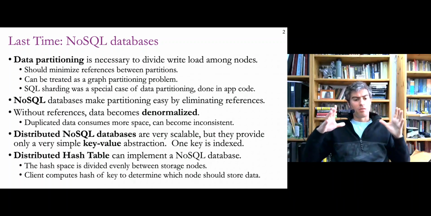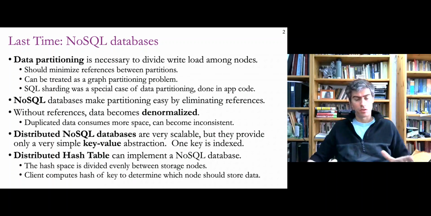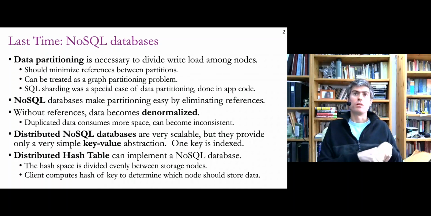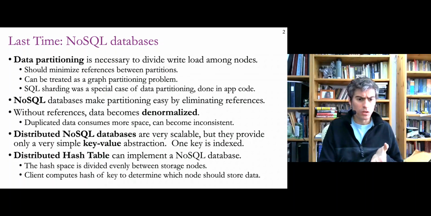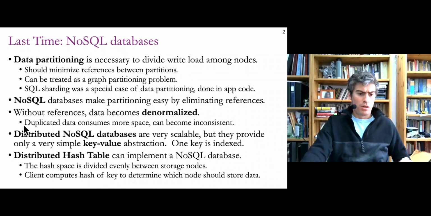But we're starting off with a very basic view of a distributed hash table NoSQL database. So this is a database like DynamoDB or Google's Big Table or Apache Cassandra. Those all have a very simple key value type abstraction with some subtleties. And it's very easy to build that kind of a system.